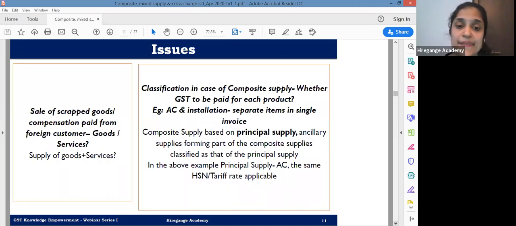Also, the tax rate to be applied depends upon the principal supply of the AC, which is goods, at 28%. It is classified accordingly, and the tax rate is to be paid on the entire thing. Let's say 35,000 for the AC and say 10,000 for the installation. So the entire thing is to be paid at 28%, unless there are two separate work orders which are not interlinked, which are not coterminous with each other, which do not require both obligations to be fulfilled simultaneously by the supplier, and the non-fulfillment of one does not lead to cancellation of the other. Then we may still conclude it's an independent supply and tax the AC at 28% and installation at 18%, only in that situation.